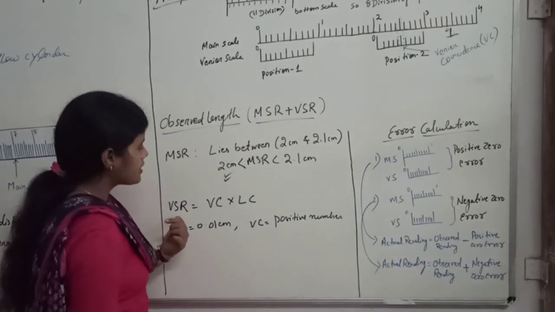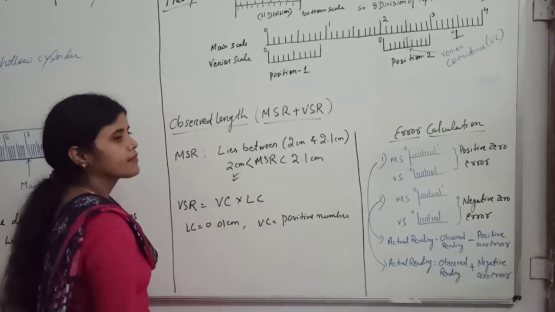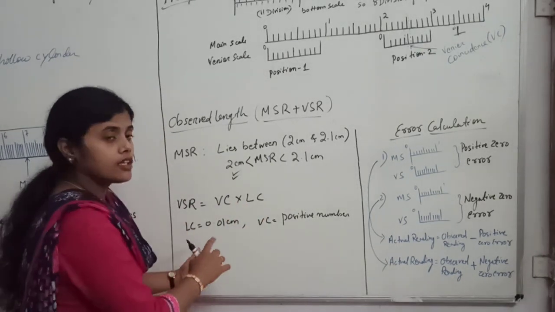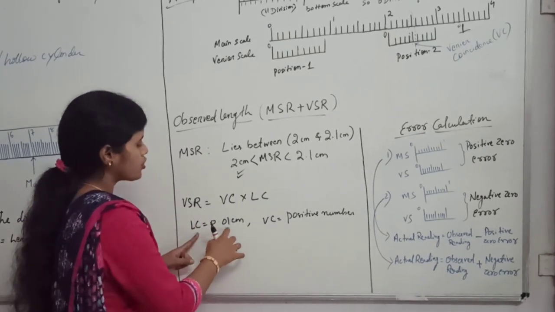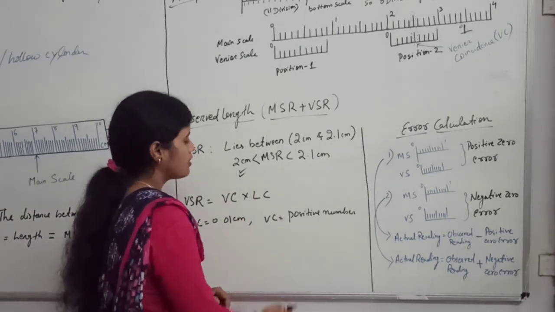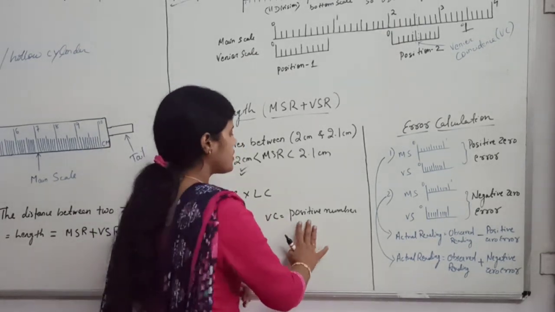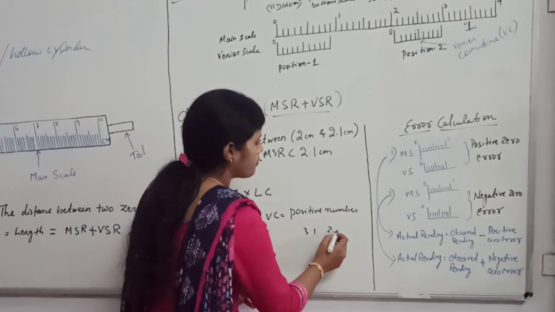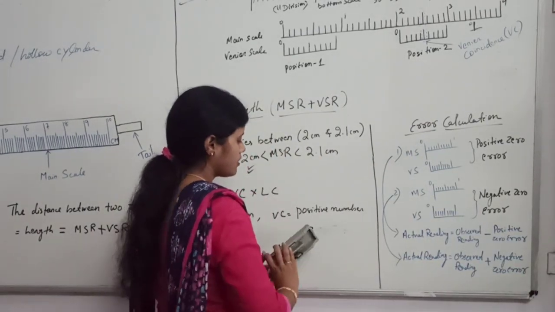So now come to the vernier scale reading. The formula is VC into LC, vernier coincidence into least count. We already found the value of least count for the given instrument, that is 0.01 centimeter. Now we have to find the vernier coincidence. Always remember that the value of the vernier coincidence is always a positive number. It is not like 2.3, 3.1 or 2.5, not like that. It will always be a number between 0 to 10, a positive number.